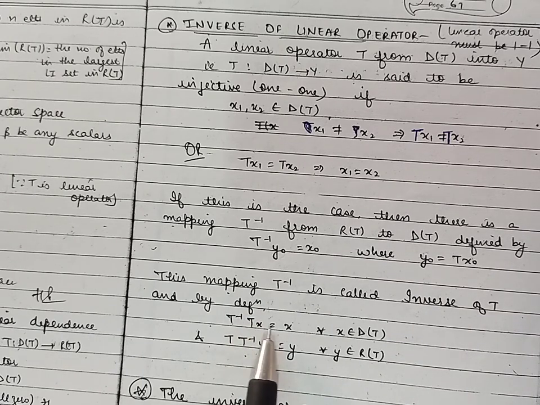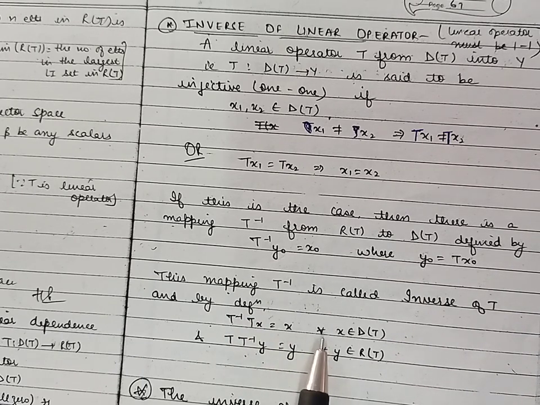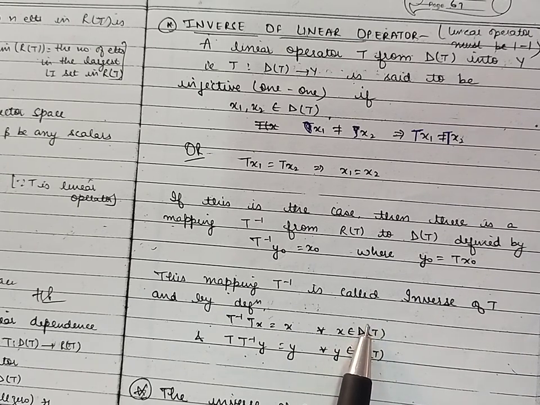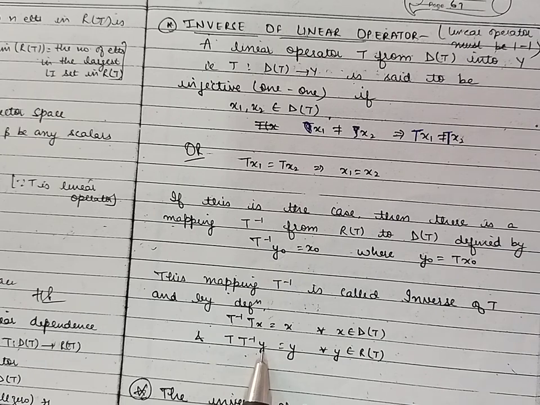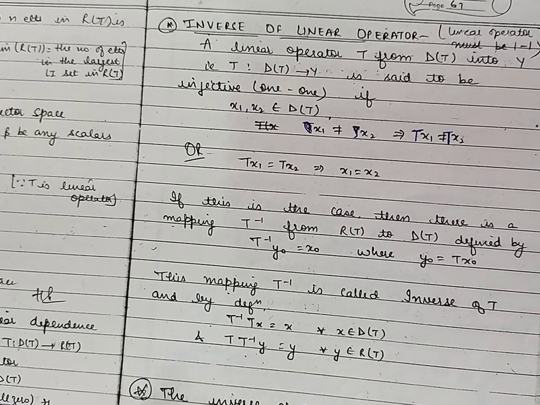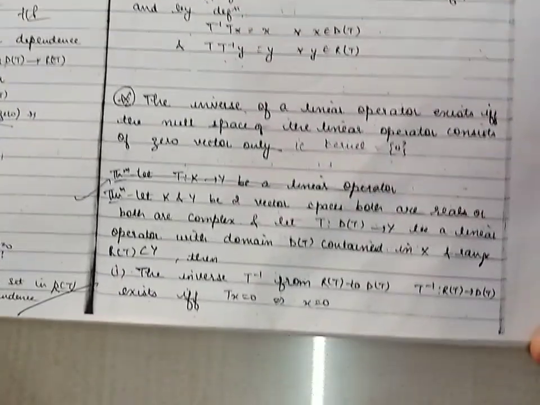This mapping is called the inverse of T, and by definition T inverse T will become identity. So identity of x, that will be x for every x belonging to the domain of T, and also T T inverse of y, where y belongs to the range of T, that will also be y, because T T inverse will become identity and identity of y, that will be y. Now next there is a theorem.